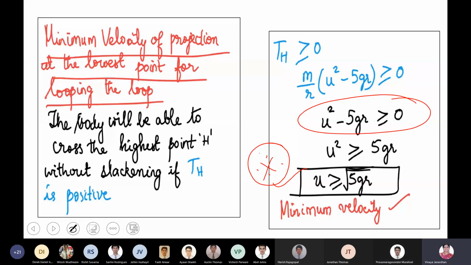Ma'am, why is m by r removed from the equation? Okay. What is the condition, boys? Can m by r be equal to 0? Is that possible? Can your mass be 0? No, ma'am. That's the reason you are removing that. You're only considering u squared minus 5gr.